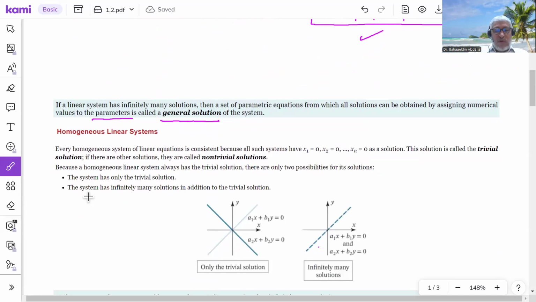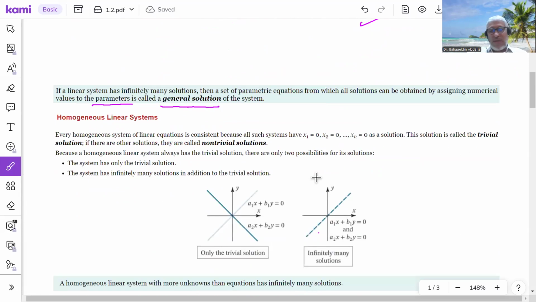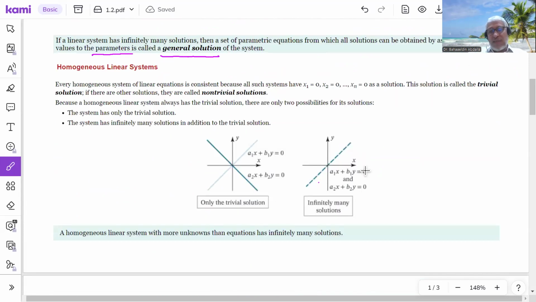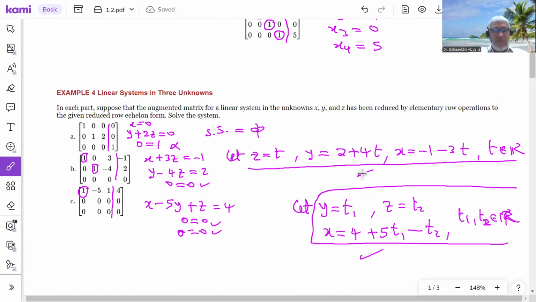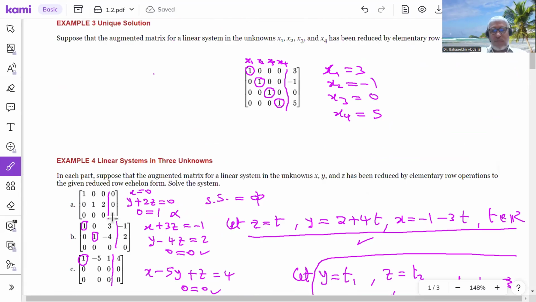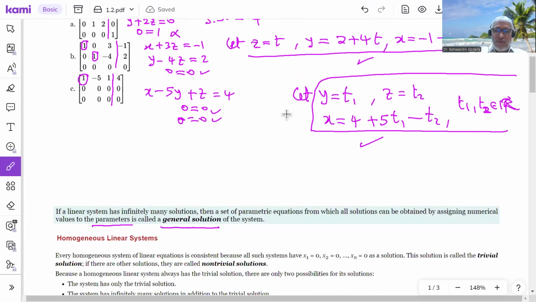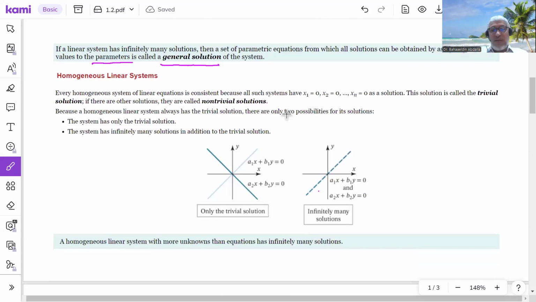Homogeneous systems, what would happen with homogeneous systems? The constant terms would be always zeros. So notice the right-hand side would be zeros. So we have a1x + b1y equals 0. There are no constants, okay? So when you write the augmented matrix, you will have zeros in the right-hand side, everything would be zeros. When we have such a system, we call it a homogeneous system.